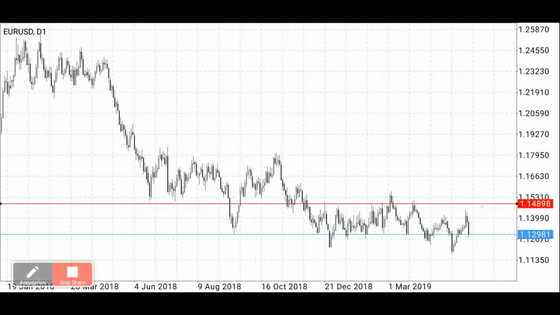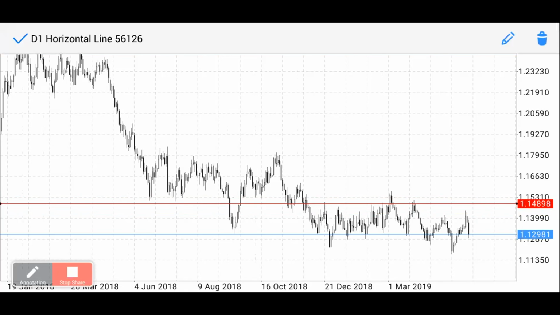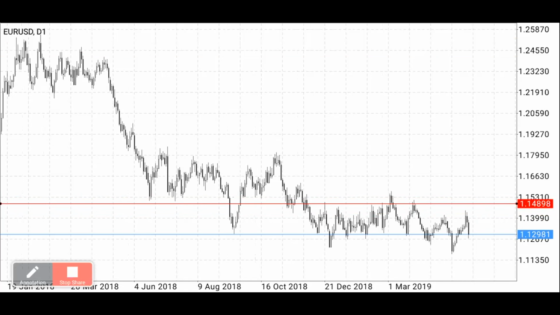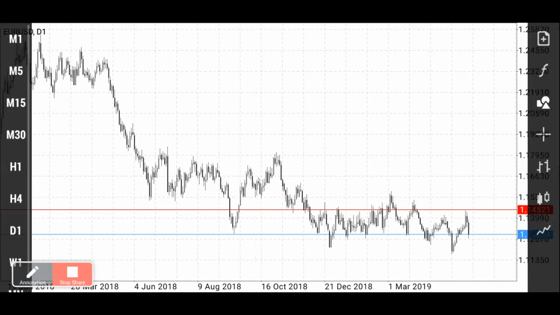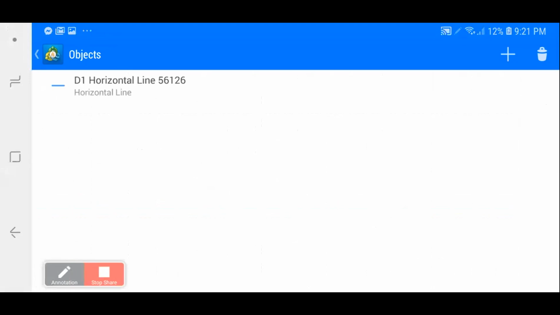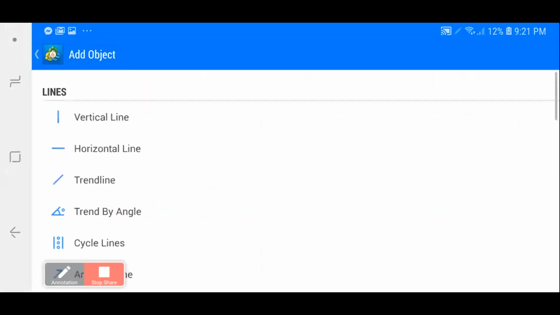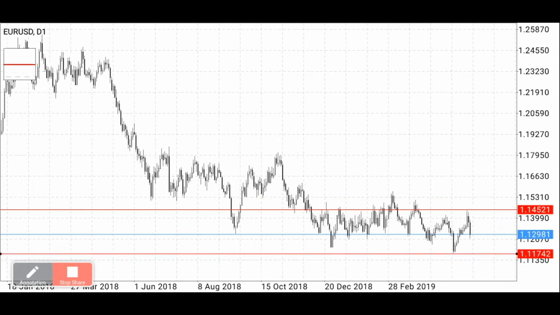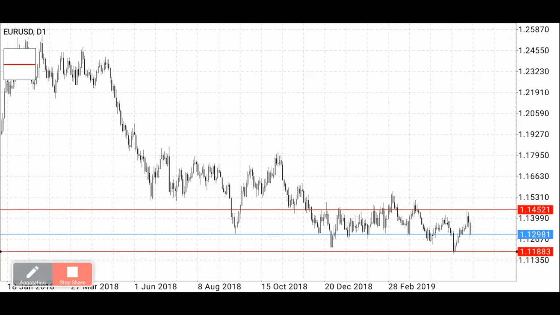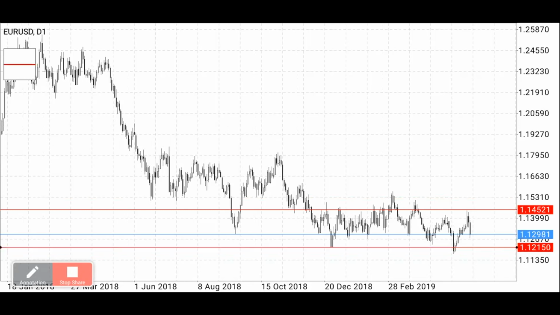Okay, now you're going to want to draw your support. So get another line. Click the screen and go back to your shapes. Press add at the top right. Okay. And yeah, you're probably going to want to download TradingView because on MetaTrader, you'll see. Let's see if it goes through.